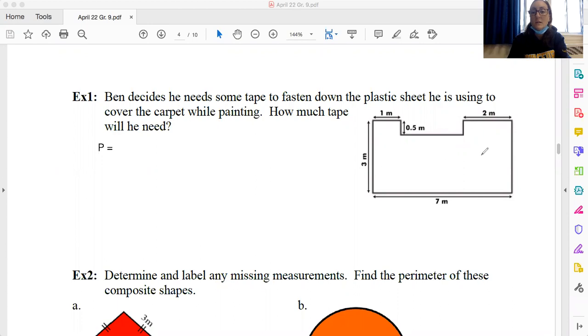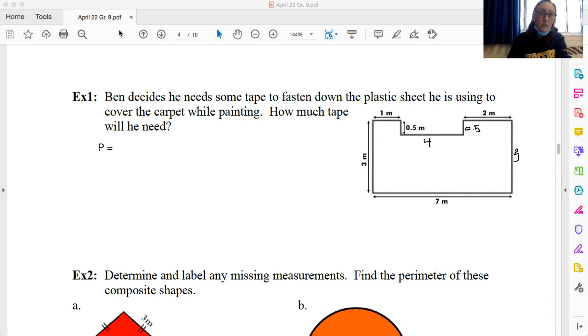So this side is the same as this, so that's going to be 3 meters. This one is the same as here, so this one's going to be 0.5. And for this length over here, you're going to have to do a little bit of mental math. All along here is 7. You subtract 2, so that's 5. You subtract 1, so that's 4. So this little piece right here is equal to 4 meters.